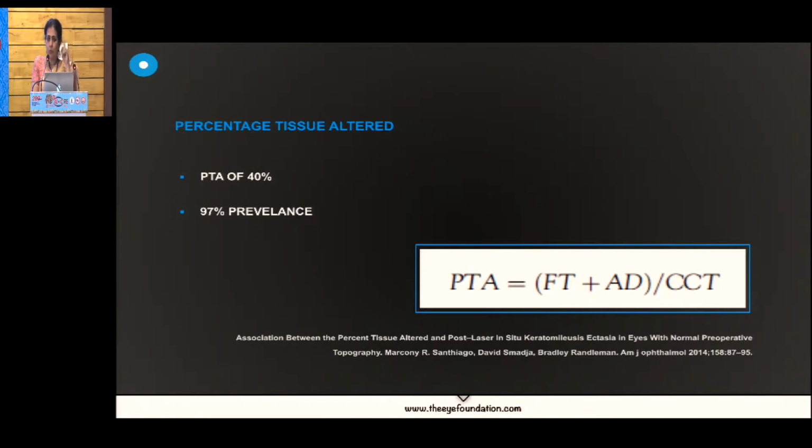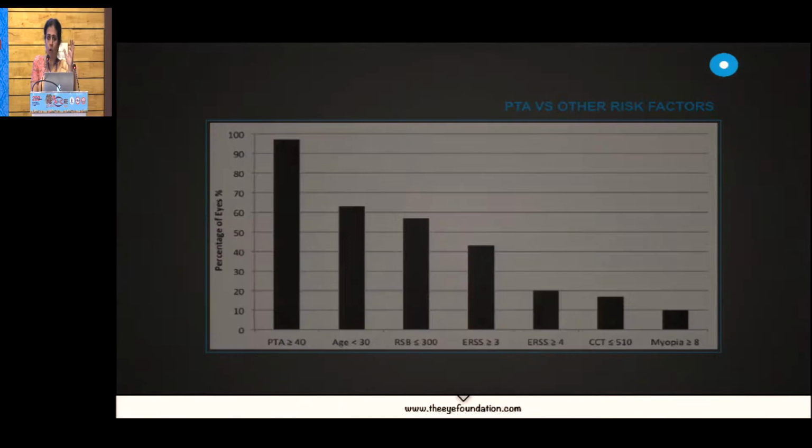But then there was one thing else which came up, and that was the percentage tissue altered. Essentially, it was seen that with a PTA of more than 40%, we do not take up these patients for LASIK, is what was the claim. And we all know what percentage tissue altered is. It's essentially flap thickness plus ablation depth divided by the corneal thickness. And it had a 97% prevalence, which made it appear to be strong.